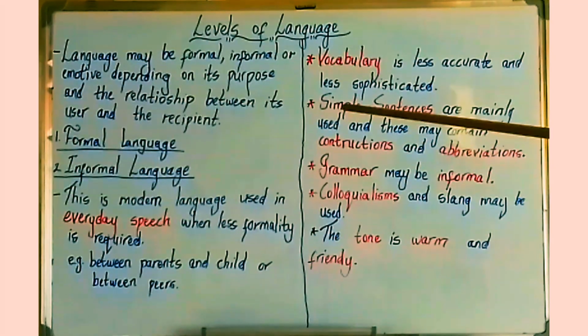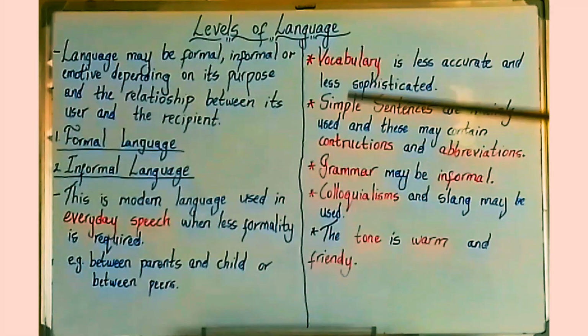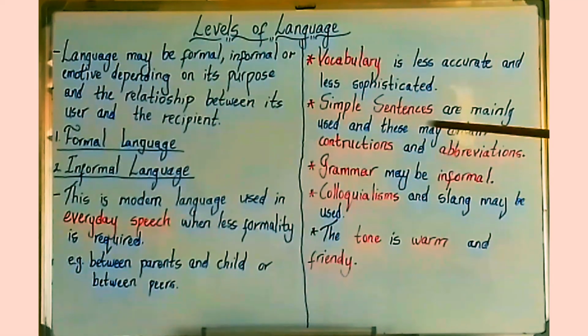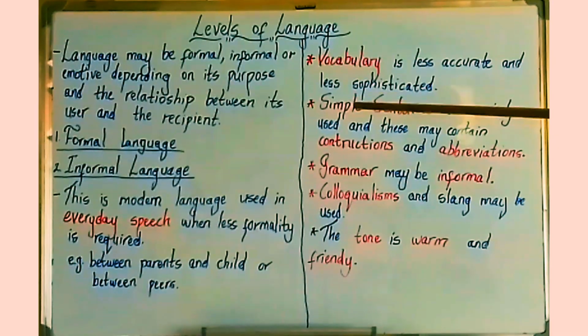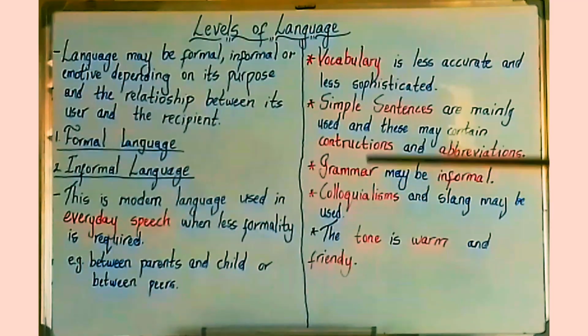So we move on to simple sentences. So in informal language, we use simple sentences. So simple sentences are mainly used, and this may contain contractions and abbreviations. So contraction is when you shorten words, and abbreviation is when you write certain letters of the words. So usually the sentences are simple and they contain a lot of contractions and abbreviations.